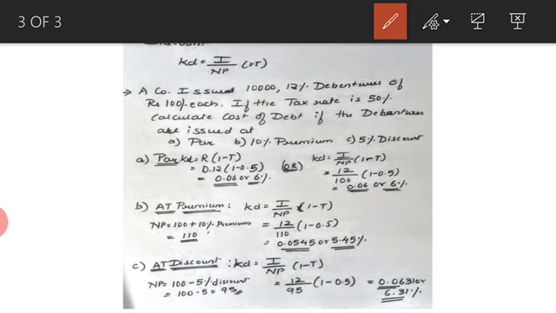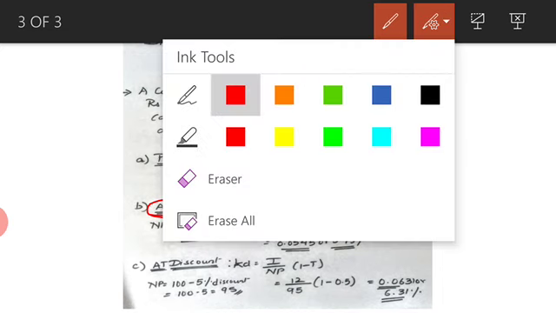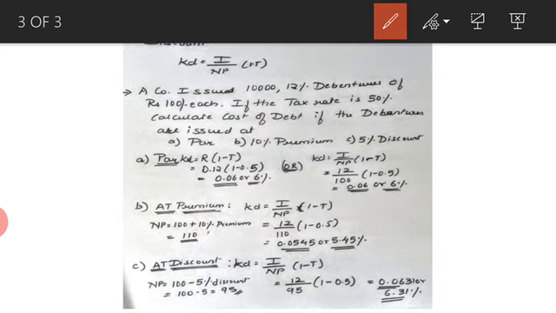Once we have understood par, let's understand premium. At premium means extra. Okay, premium is always charging extra. As we have already discussed, the formula is KD is equal to I divided by NP into 1 minus T. Okay, so here it's very important. I is always the amount of interest, and I have already told you that the interest is always calculated on the face value. So it is 12% of 100, which is 12 rupees.